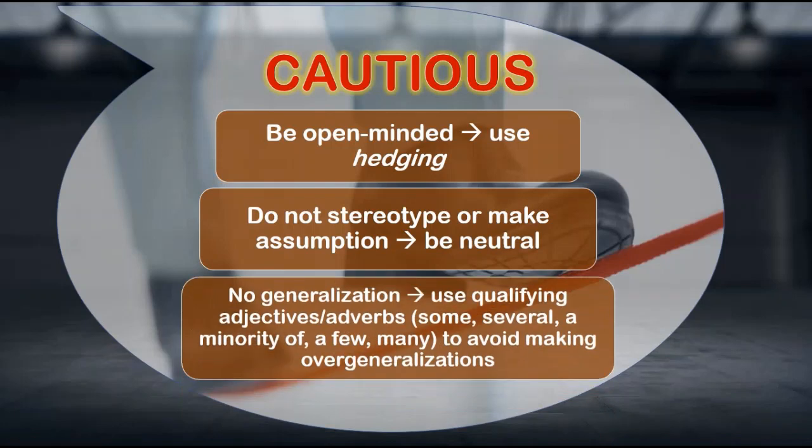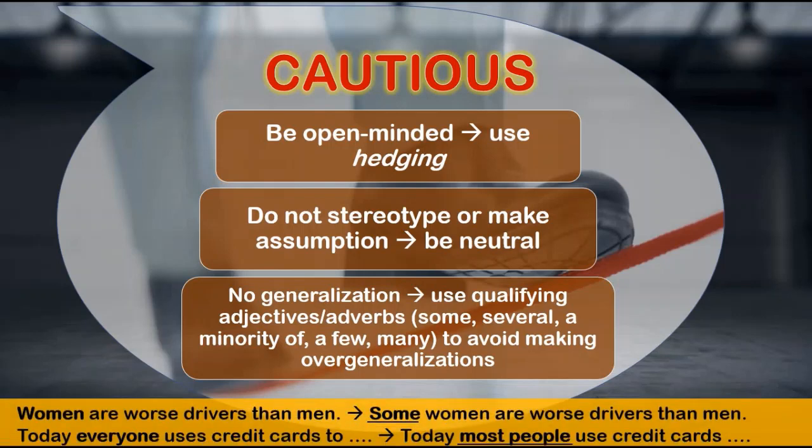And then next one is to not use some kind of generalization. Therefore, we can use these qualifying adjectives or adverbs to specify parts and to avoid making overgeneralizations. For example, instead of saying women are worse drivers than men, which can be indicated as all women, we can use some or most, something like that. Today everyone uses credit cards to blah blah blah. Instead of using everyone, we can use most people, because not everyone uses credit cards, right? So you have to be careful of the choice of words that you use in your writing.